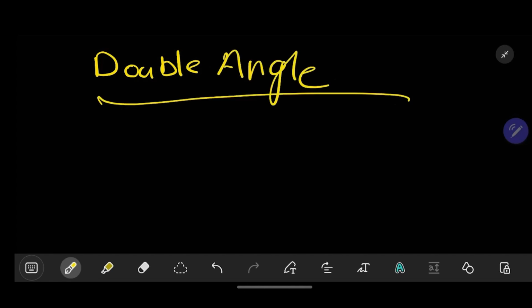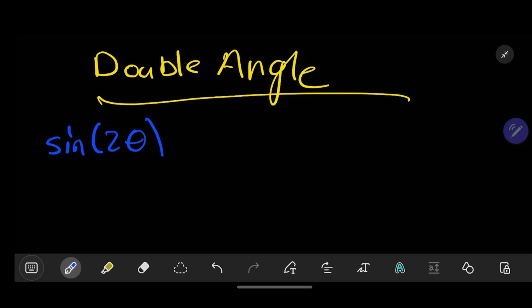The next one I want to look at is, what if we have double angles? So what do we do with double angles? On the double angle side of things, what if we said we have sine 2 theta?